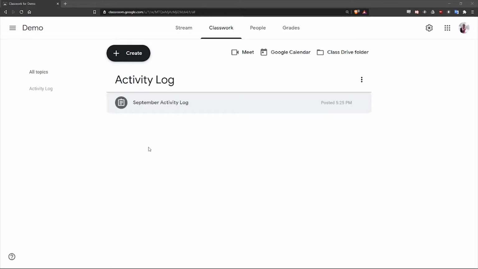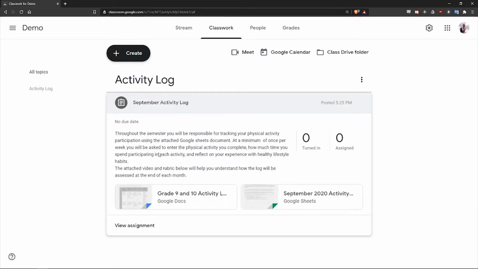All right, this is the second video of explaining your activity log. The first one was about how to enter activity. This second one is going to be related to how it'll be assessed. So remember, you've all been assigned September so far. If you click on it, there's two documents. First is the rubric, second is the log itself.